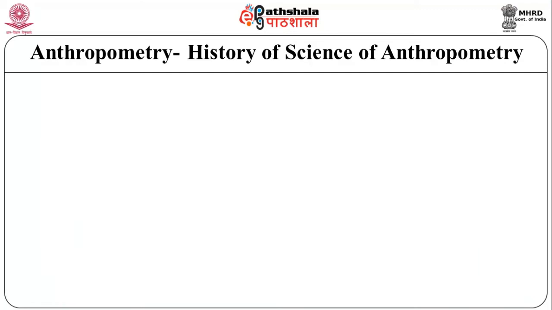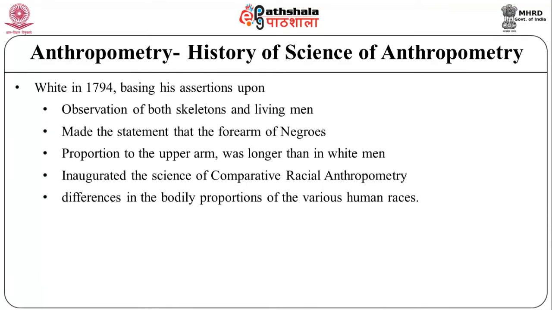Let us discuss the history of the science of anthropometry. When White in 1795 based his assertion upon the observation of both skeletons and living men, and made the statement that the forearm of Negroes in proportion to the upper arm was longer than in white men, he inaugurated the science of comparative racial anthropometry and showed that there were constant differences in the bodily proportions of the various human races.